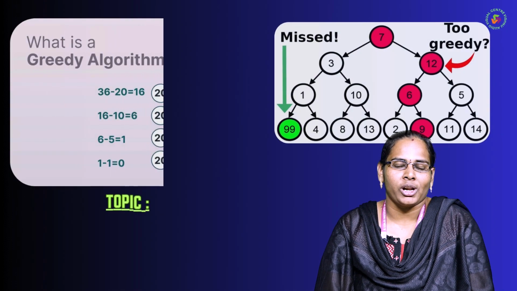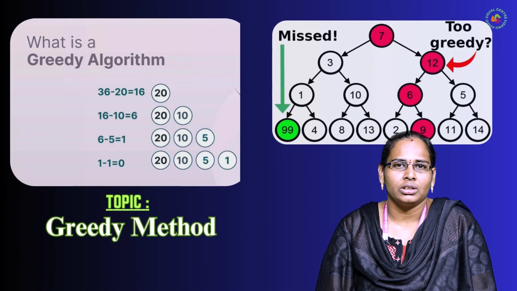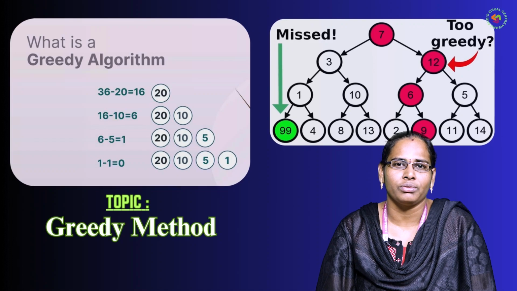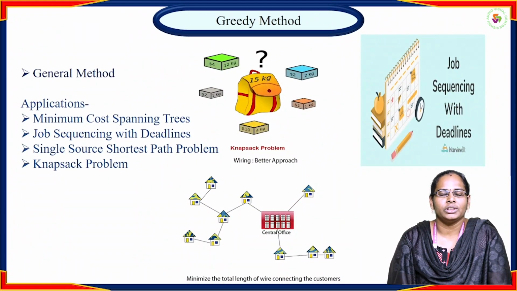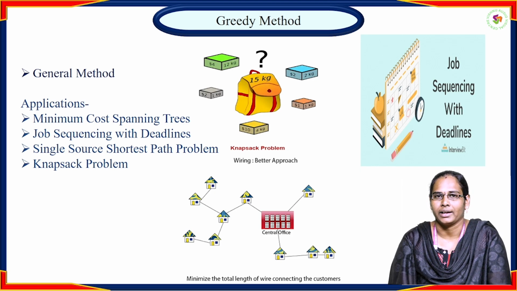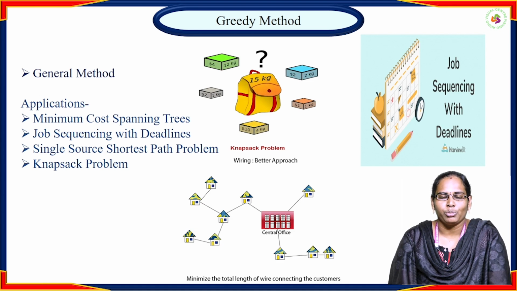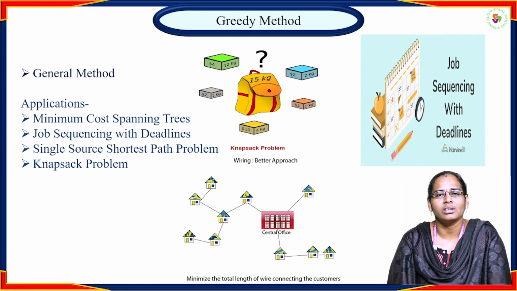Today I am going to explain the concept of greedy method in the subject Design and Analysis of Algorithms. This greedy method is one of the problem solving techniques in design and analysis of algorithms. Basically, we have 5 different techniques: divide and conquer method, greedy method, backtracking method, dynamic programming method, and last one, branch and bound method. Today I selected greedy method to explain to you.